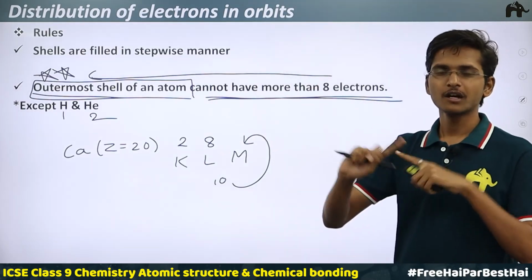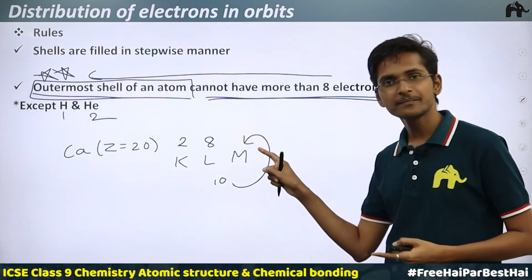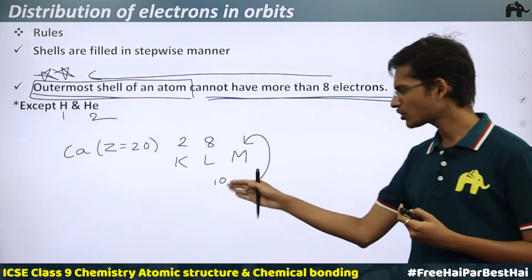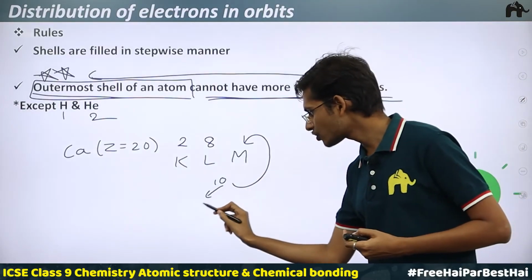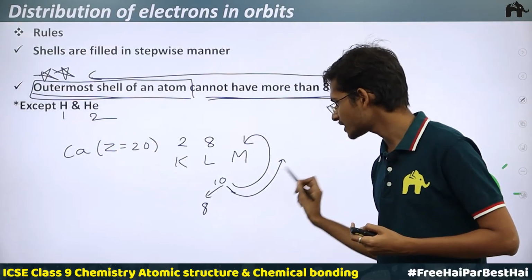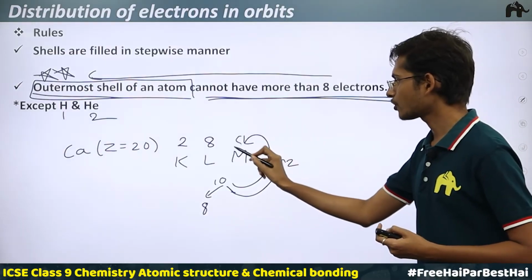Okay, we should not give. But then what to do in this case? You can give 8 electrons to this shell and the remaining electrons you can push forward to the next shell. So out of this 10, I would give 8 electrons to the M and the remaining 2 I would push into the next shell.